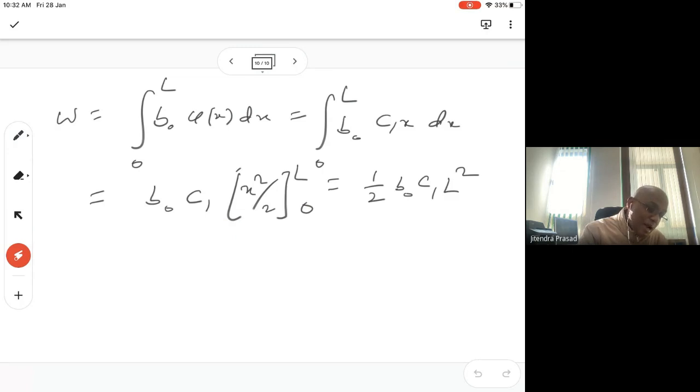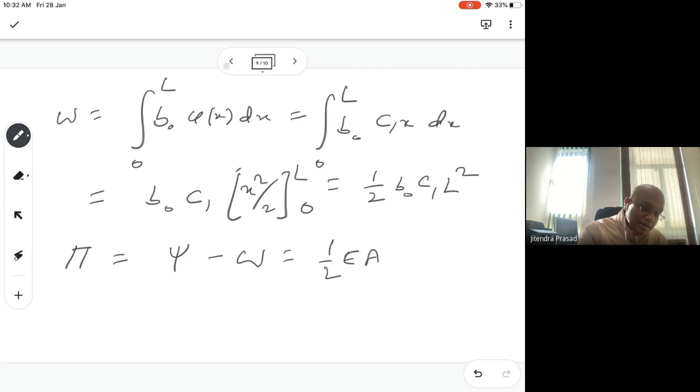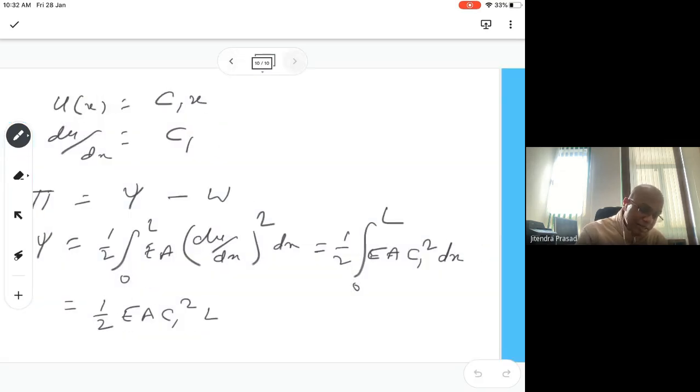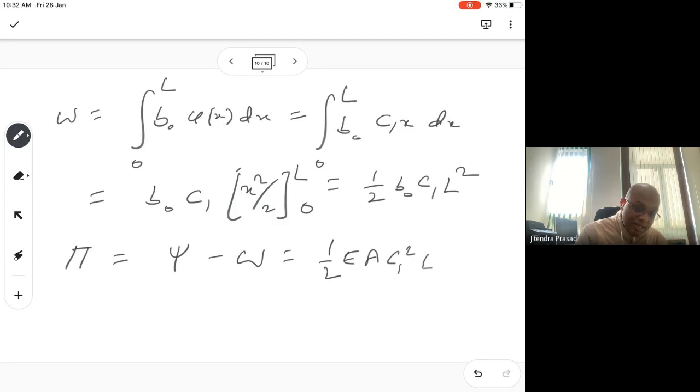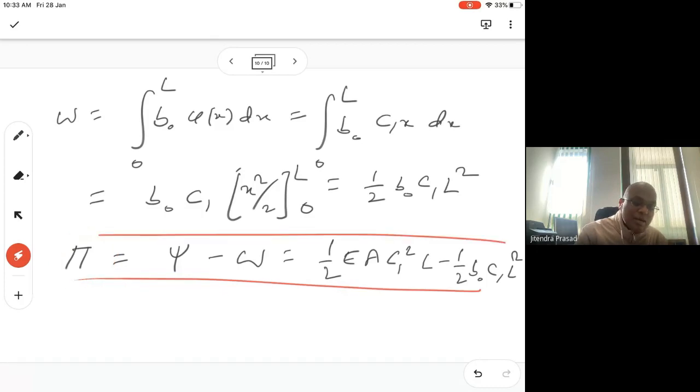Now we have to write this in terms of the potential energy. The potential energy pi is equal to psi minus work done. Psi we got as half EA c1 squared L, minus this value, which is half b naught c1 L squared. Now, this pi has to be minimum. This is the minimum potential energy.